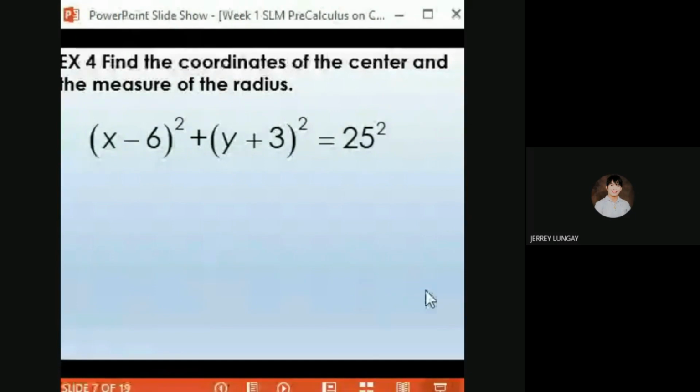Okay, somebody answered 5, somebody answered 25. Camille Dolores, where are you, Camille? Can you give your thoughts regarding your answer? Your answer is? 5, sir.